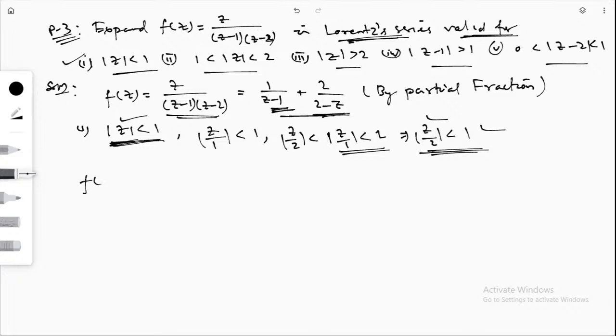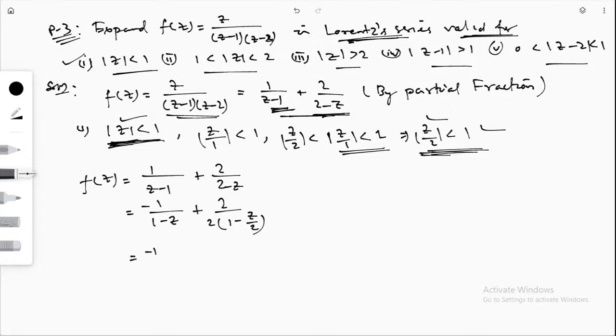So here my f of z is 1 by z minus 1 plus 2 by 2 minus z. I want these things in z and z by 2. So I will take minus 1 common here, so it will be minus 1 divided by 1 minus z. Similarly, to get z by 2, I will take 2 common here, so that it will be 1 divided by 1 minus z by 2. Now we can proceed.